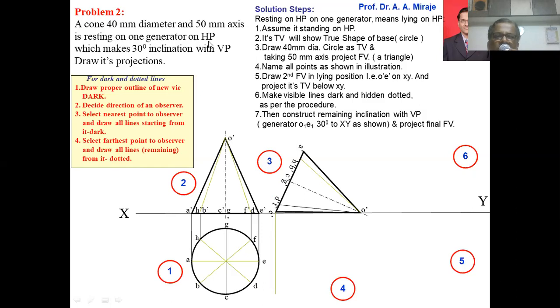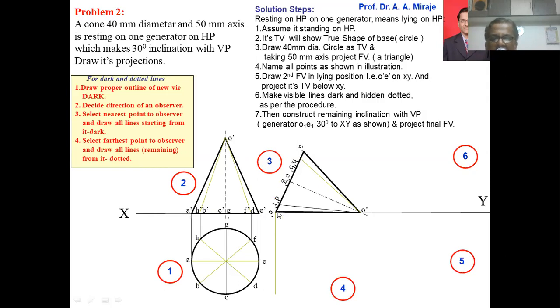Since one generator is on the HP, this is one of the end generators, namely O dash E dash. O dash E dash is also a generator, but for our simplicity we are taking this end generator so that I can take this E dash point here and this O dash point here. So this end generator I can take on the HP, means on the reference line. Initially you draw the view number 1, that is the top view, true shape of the base. Then you project into this front view, this view number 2, where you can see the cone as a triangle. From this triangle, this O dash point and this E dash point, this length you can take here. Now this A dash point will go here.